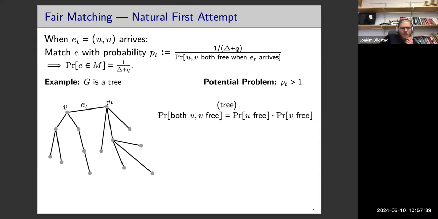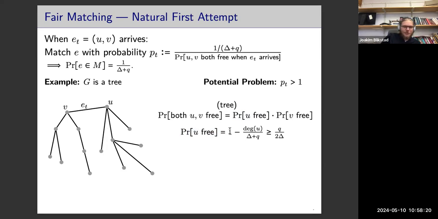On a tree, both U and V are free. That's the probability you want to calculate when edge e_t arrives. And this can be split up into the probability of U free and the probability of V free because they're independent parts. There's no connection here which can create any correlation. This is because it's a tree. So let's focus on the probability of U free. Here we look at U, we look at its edges. Each of these edges will be matched with this probability by definition of our matching algorithm.